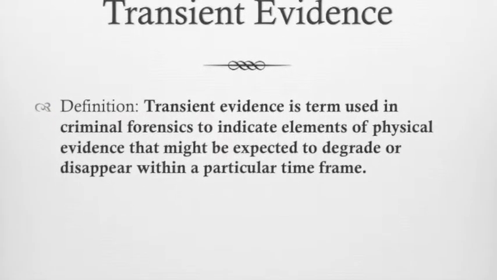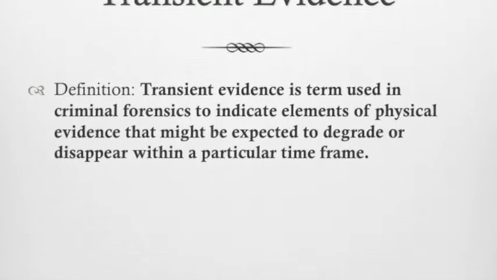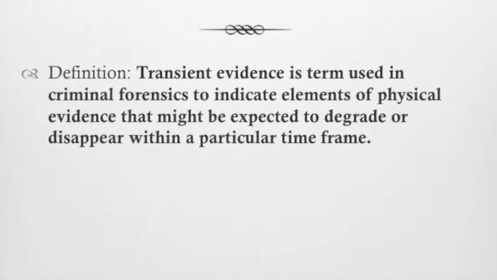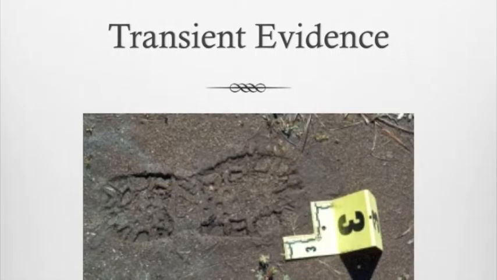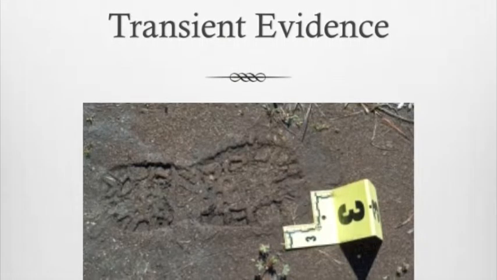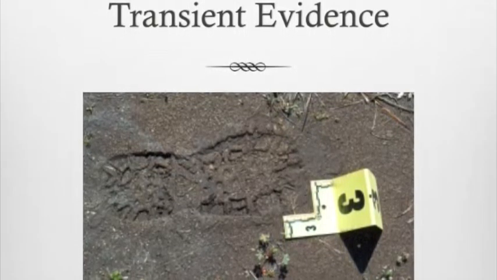Transient evidence are pieces of evidence easily changed or lost. These are the most fragile evidence pieces. An example of this is a footprint. If it were to rain, the footprint would wash away.